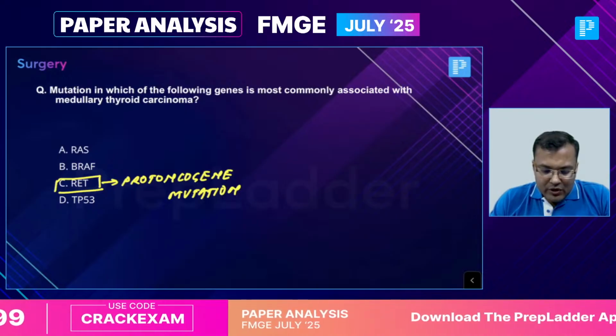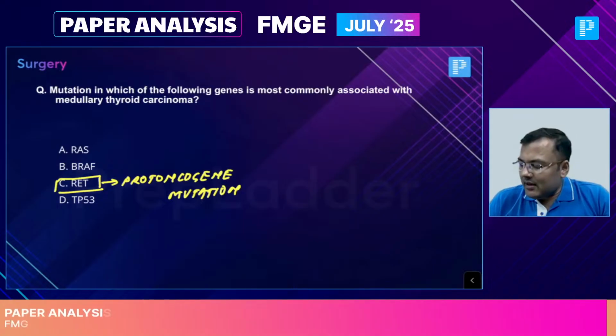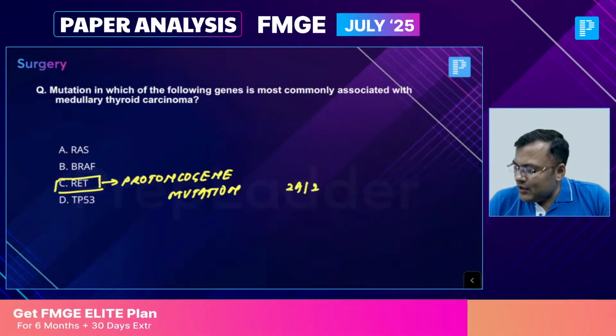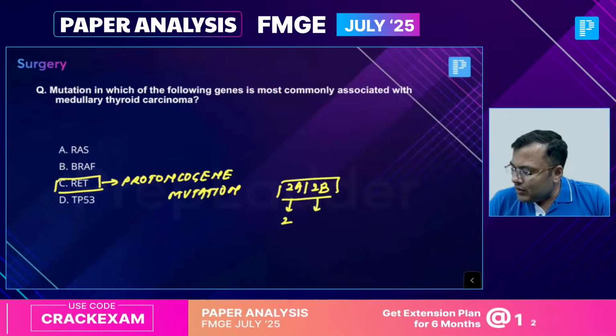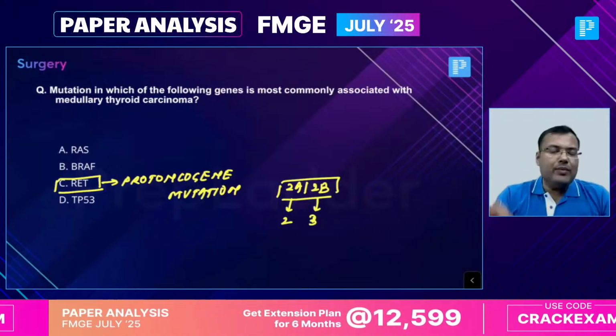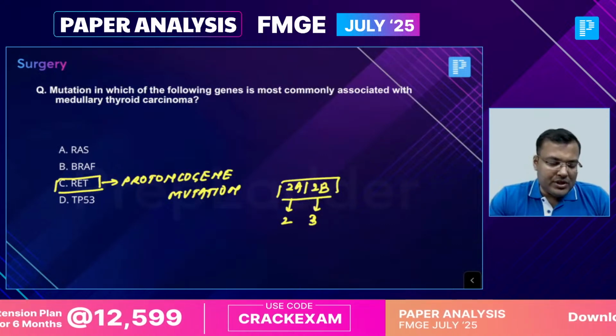Okay, Dr. Nadeem wants to say that, sir, actually it was asked about calcitonin. It is associated with MEN 2A and 2B, which we call MEN 2, and MEN 2B we also call MEN 3. For both MEN 2A and 2B, this RET proto-oncogene mutation is responsible.